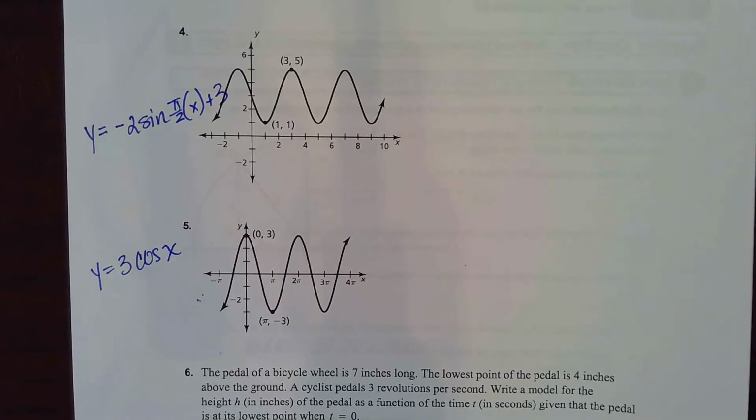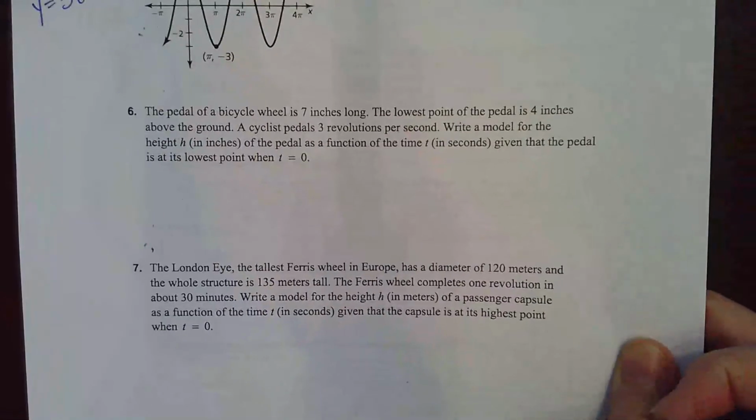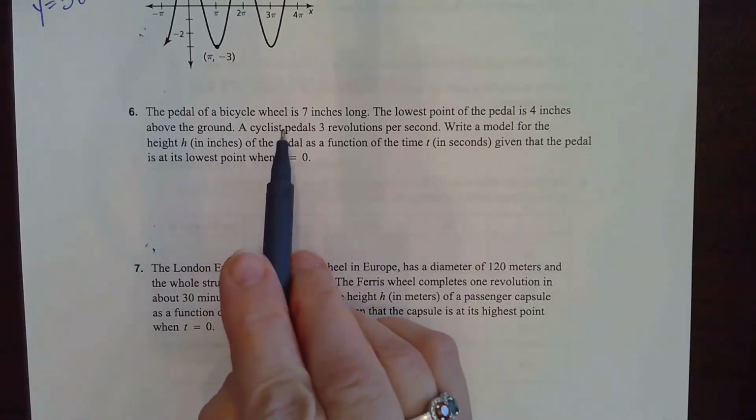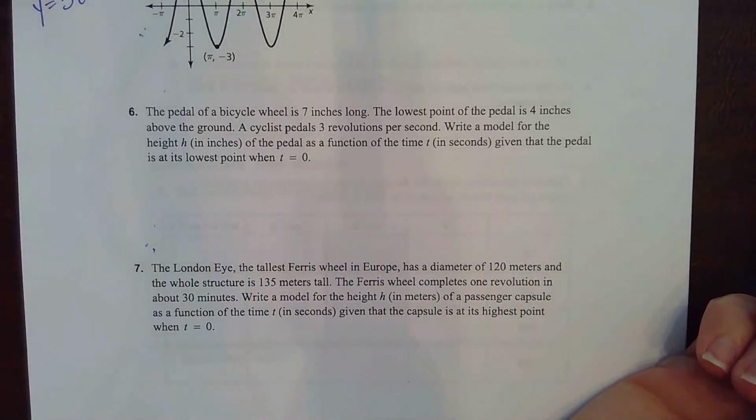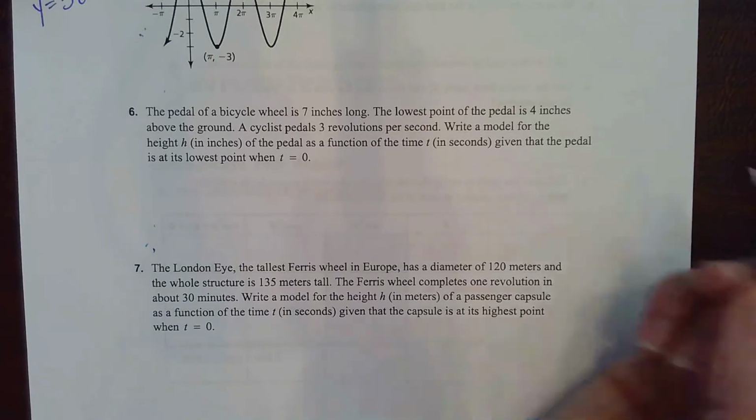All right, let's do a story problem together. So let's do number 6. It says the pedal of a bicycle wheel is 7 inches long. The lowest point of the pedal is 4 inches above the ground. A cyclist pedals 3 revolutions per second. Write a model for the height in inches of a pedal as a function of time in seconds, given that the pedal is at its lowest point when t equals 0.